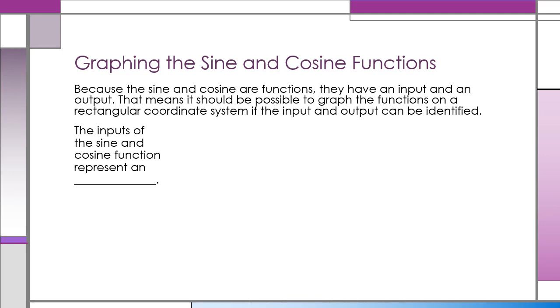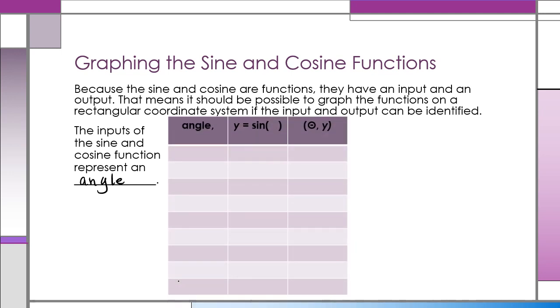So let's think about this. The inputs of the sine and the cosine function represent, the thing that we've been inputting has been an angle. Sometimes that angle has been theta, sometimes that angle has been t. It can really be represented by any variable. So in this table of values, we should be able to input some angles, have the output be our y value, and then finally write the ordered pair.